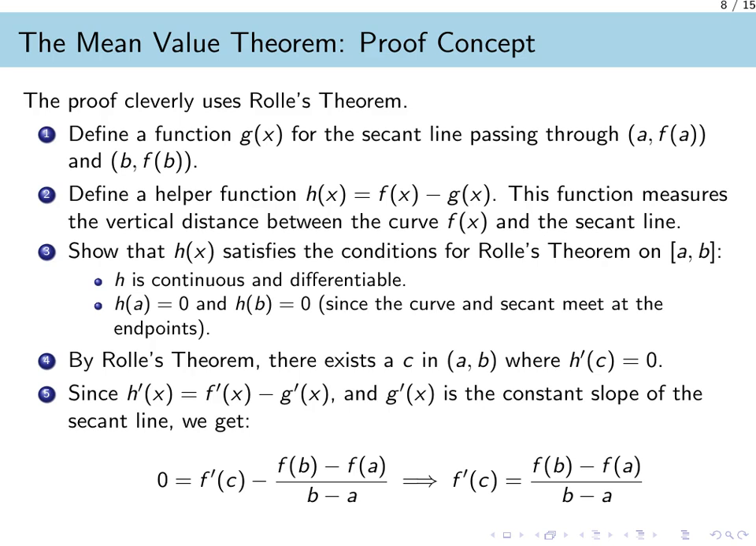Since the curve and the line meet at the endpoints, this gap is 0 at both x equals a and x equals b. This satisfies the conditions for Rolle's theorem, which guarantees a point c where the derivative h prime of c is 0. Because the derivative of h is simply the derivative of f minus the constant slope of the secant line, this directly proves that f prime of c must equal that slope. So the proof works by creating a new function that has a horizontal tangent exactly where the original function's tangent is parallel to its secant.